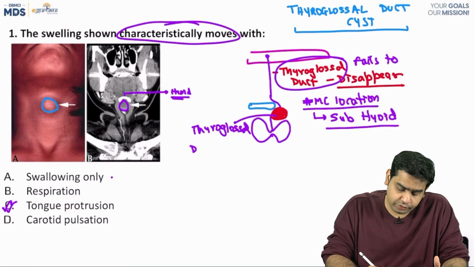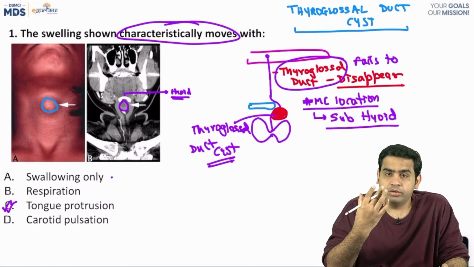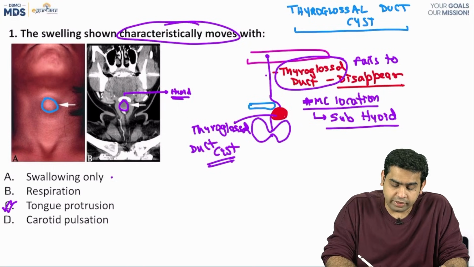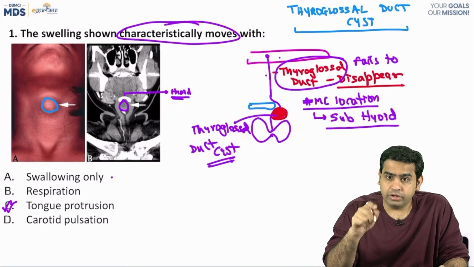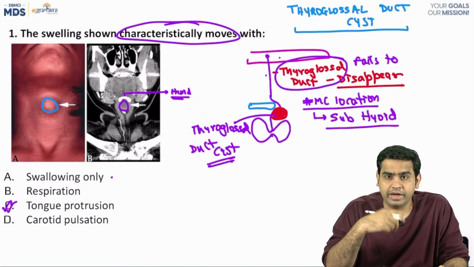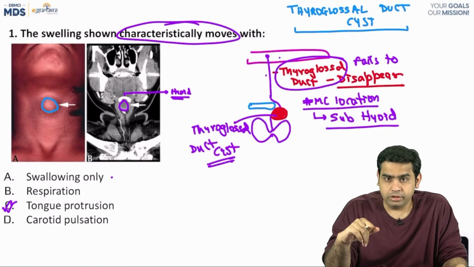Now the characteristic thing about this particular thyroglossal duct cyst is that it's going to move with deglutition as well as with the protrusion of the tongue, because this thyroglossal duct is attached to the tongue, and if at all you protrude the tongue, what's going to happen? The duct is going to move, and because of that the cyst is going to move. Okay, I hope you have understood this particular point. That's the relevance of this.